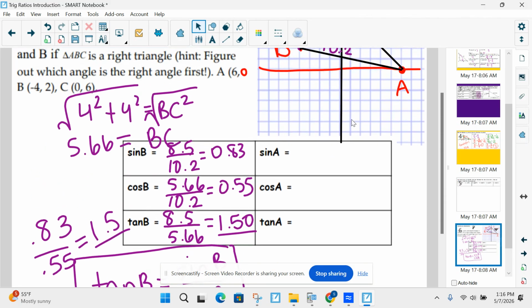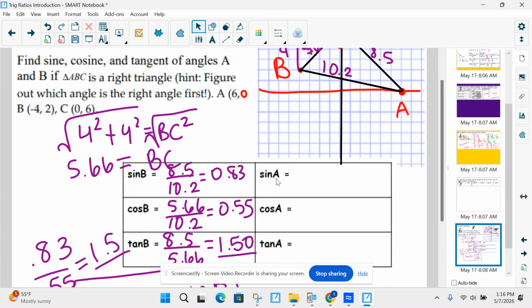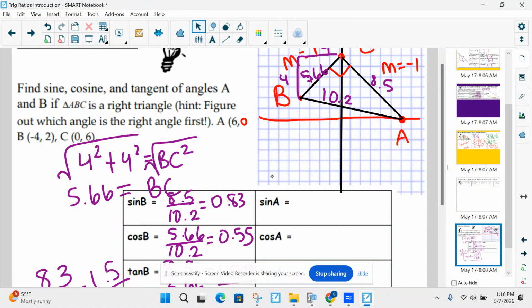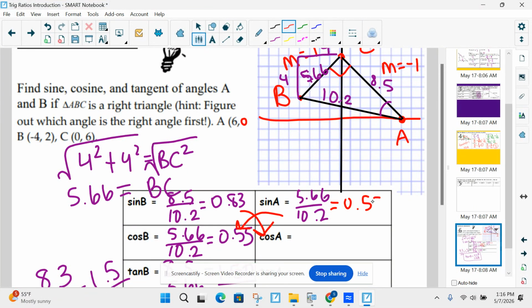The other one we'll get from looking at this. So sine of A, now we're looking at this angle. Sine of A is opposite over hypotenuse, which is 5.66 over 10.2. But we just found that over here when we were doing cosine of B. Remember how we said sine of A equals cosine of B? Sine of B is the same as cosine of A. So these are just flip-flopped because the opposite of one angle is the same as the adjacent of the other. So that's 0.55. For cosine of A, we know it's just going to be 0.83.